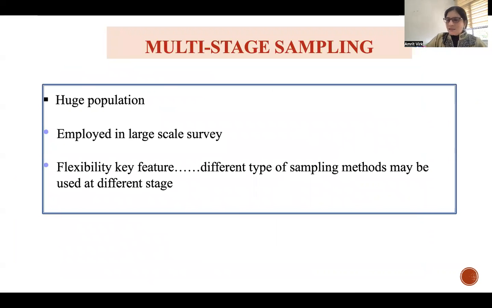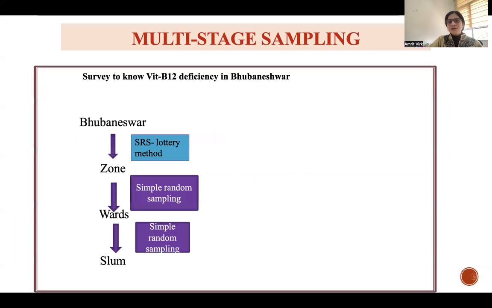The other technique of sampling under the probability method is multi-stage sampling. It is particularly used when the sample is to be drawn from a huge population, like a country or a state. One important part of multi-stage sampling is the flexibility, which is in fact a key feature of this sampling technique, and it is commonly used in large-scale surveys. When we talk about flexibility, what we mean is that different types of sampling methods may be used at different stages.